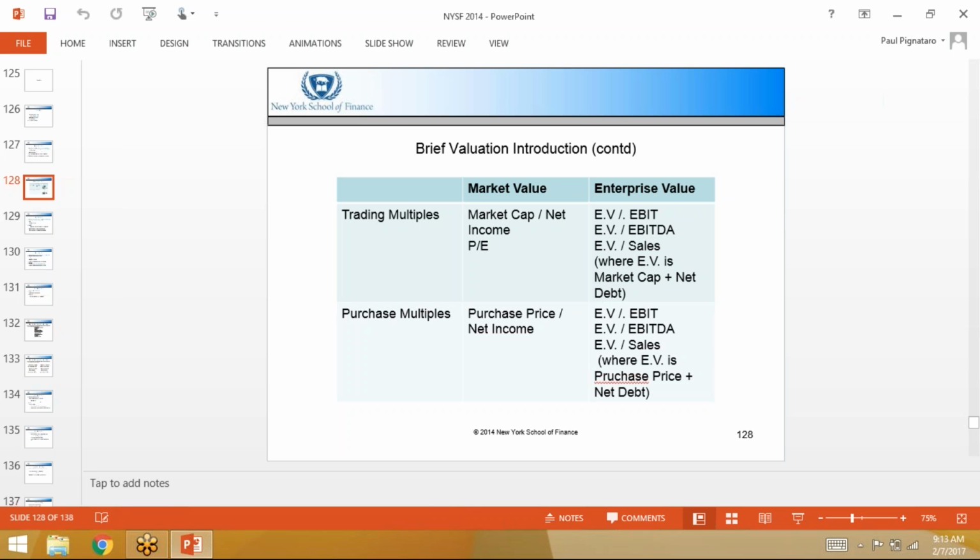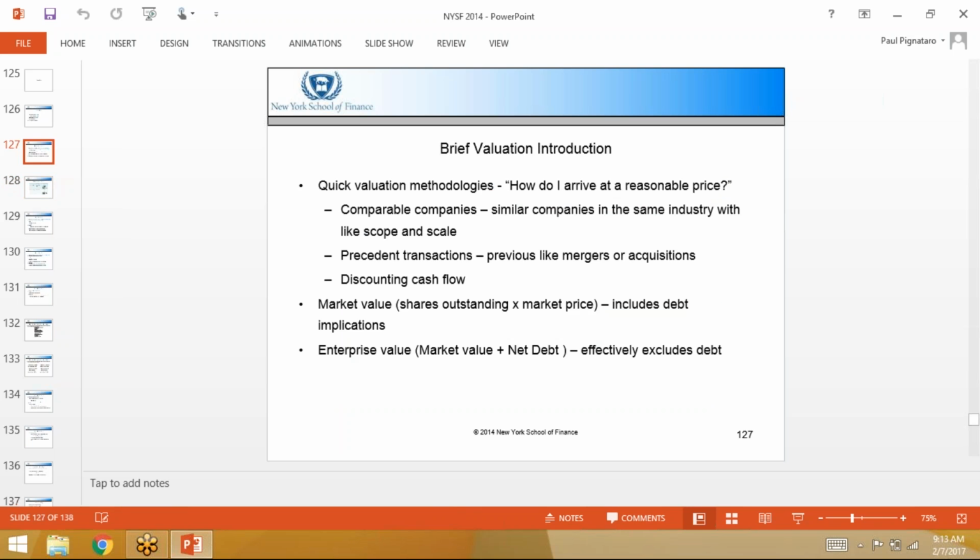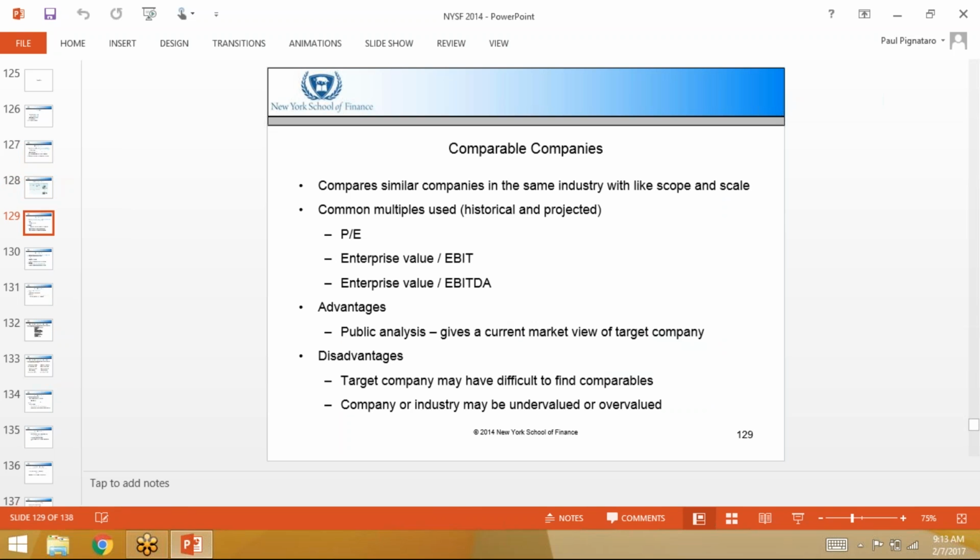Now, these sets of multiples are outputs of the three major methods to value corporate entities. So we're going to go through these from a process perspective. I'm not going to go through the whole thing, but just as a brief overview. Comparable company analysis compares your company to other companies that are similar in size, scope, scale, geography, product mix, right?